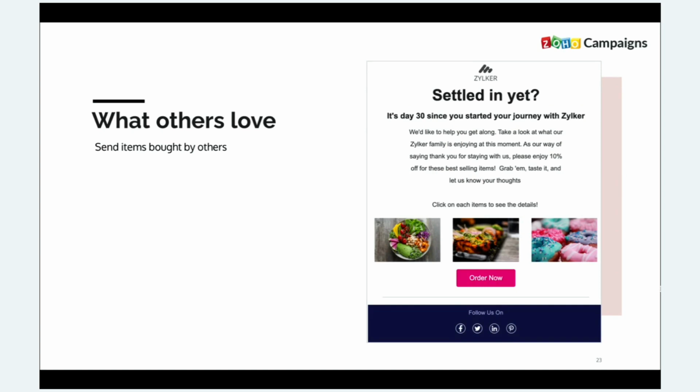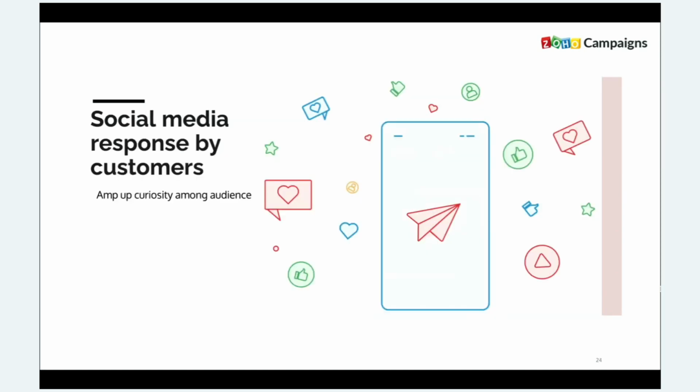Reports say that 91% of 18 to 34 year olds trust online reviews as much as personal recommendations, and 93% of consumers say that online reviews influence purchase decisions. So just like that, you can also try and send items that are bought by others. This will definitely make the recipients go one step further and think twice before rejecting something. How about adding social media responses to amp up recipient curiosity? One example that you could easily relate to is the one from Starbucks.